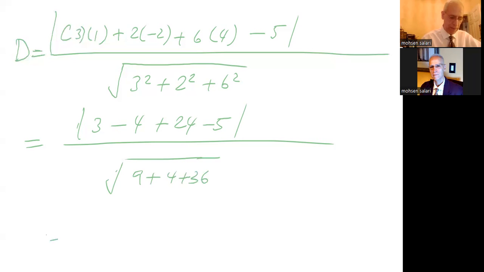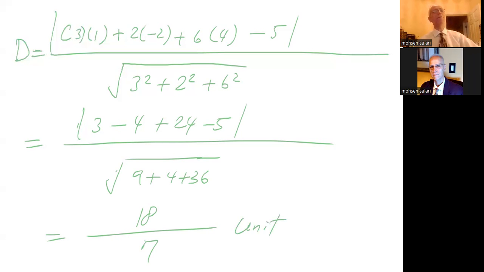So that's going to give me on the numerator -18, and the absolute value of that is 18. On the denominator, I have 49, and the square root of that is 7. So 18 over 7 units is the distance between the given point and the given plane. Now, I'm going to go ahead and do this the slightly longer way. Go to the next page.